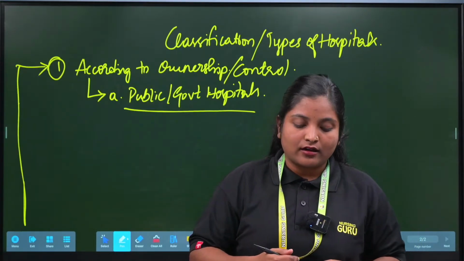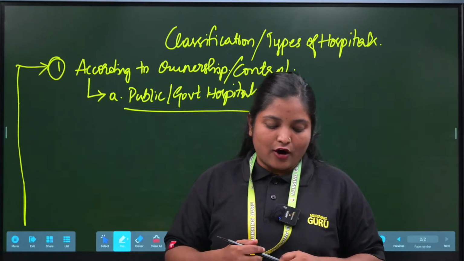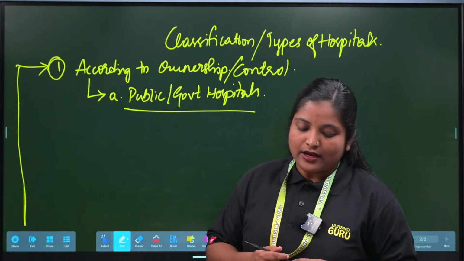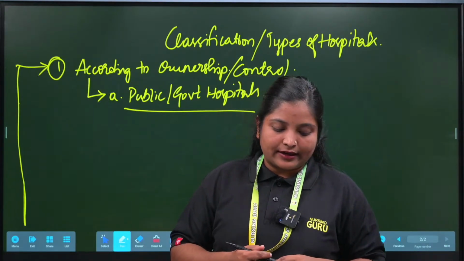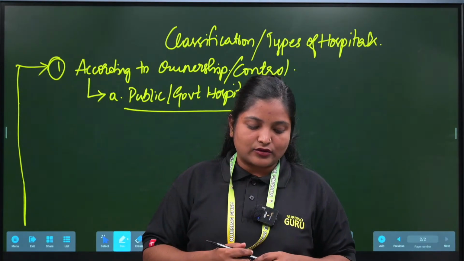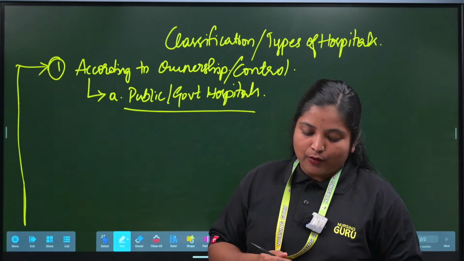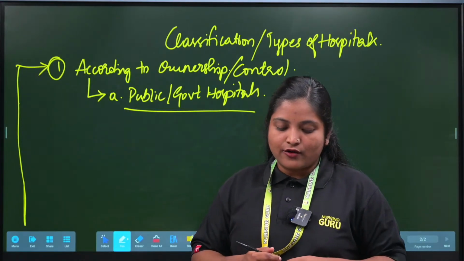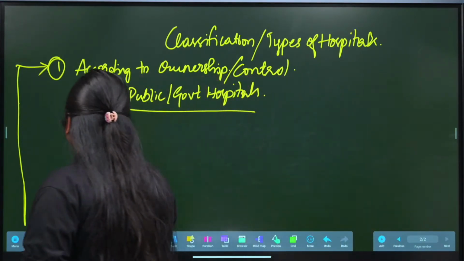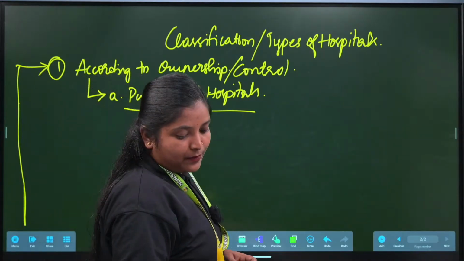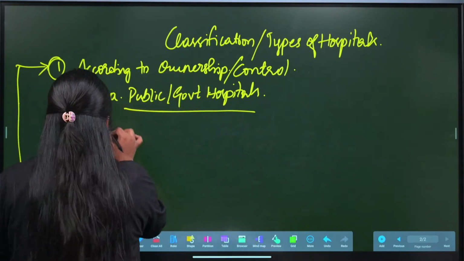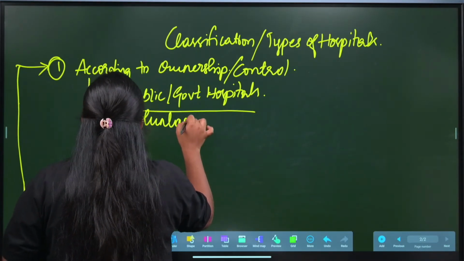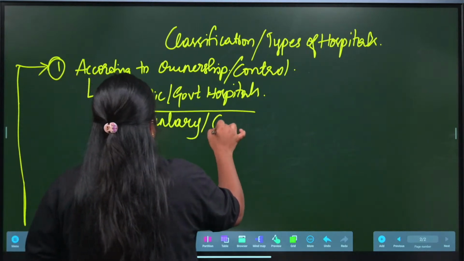treatment, understand? Next one is voluntary or charitable hospitals. Those are established and incorporated under the Societies Regulation Act. A board of trustees usually manages such kinds of hospitals. Okay, so this is B, voluntary or charitable hospitals.